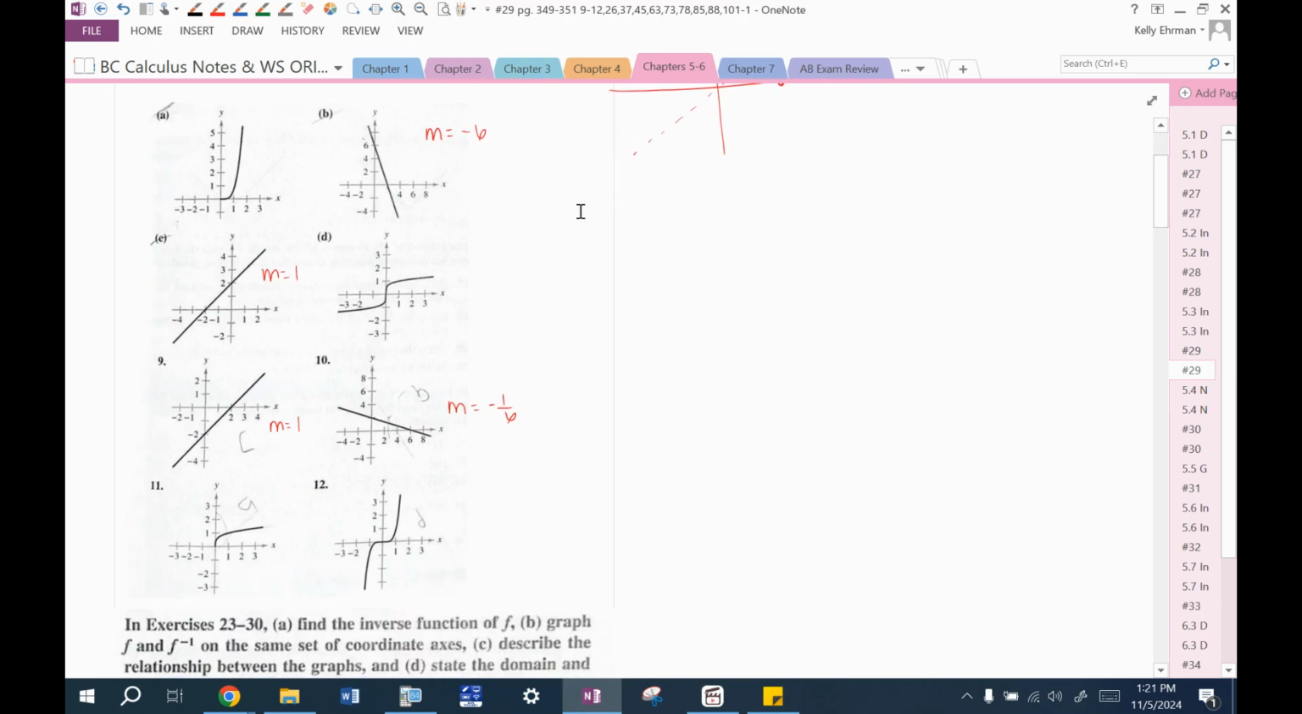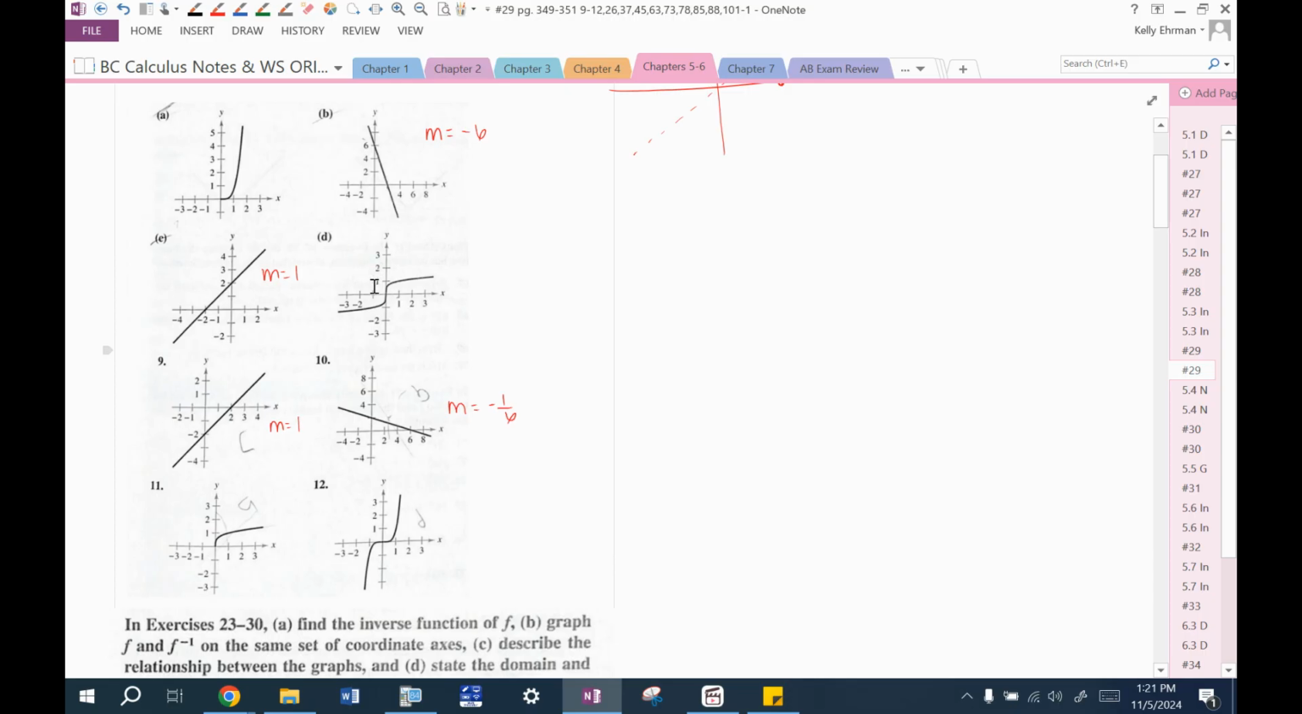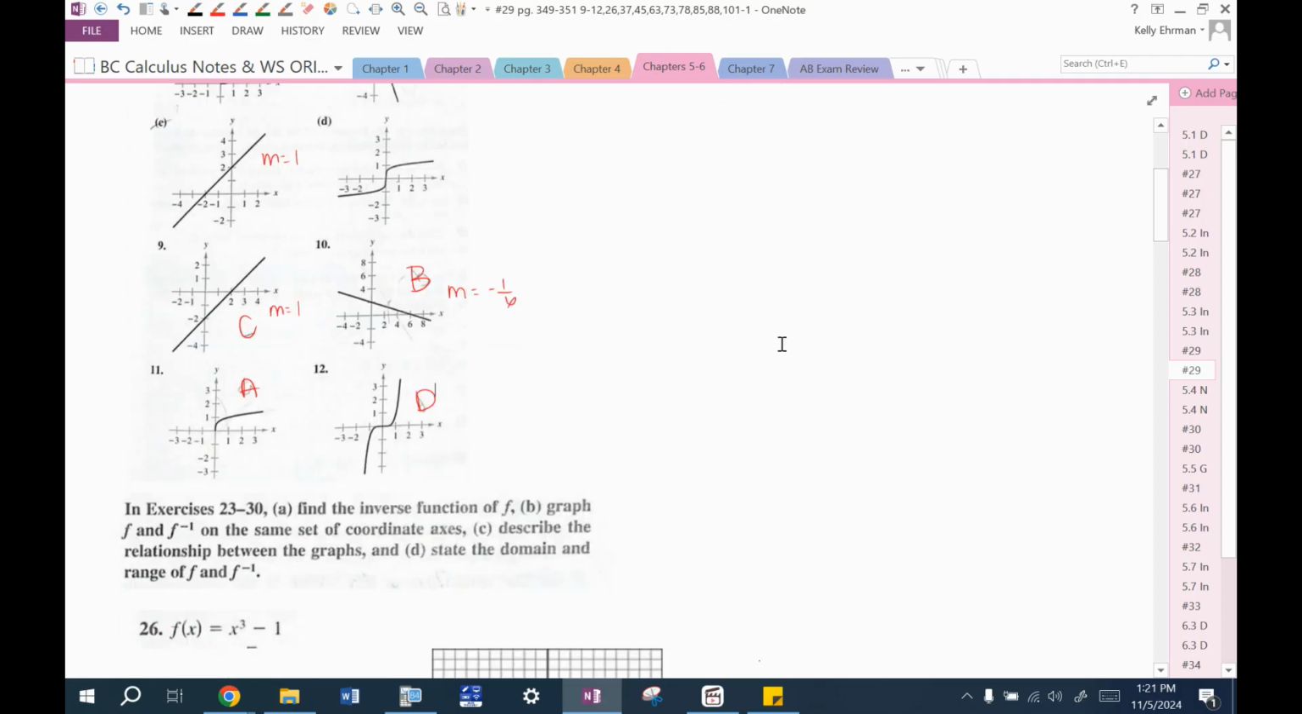Okay, what else? The other ones are kind of easy to pick out, like D. Reflect that across the line y equals x, it will have to look like 12, and A will have to look like 11. So these are the correct answers: C, B, A, and D. But I just wanted to talk through that.